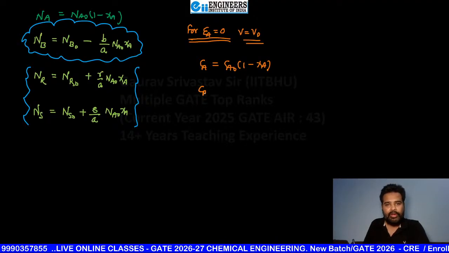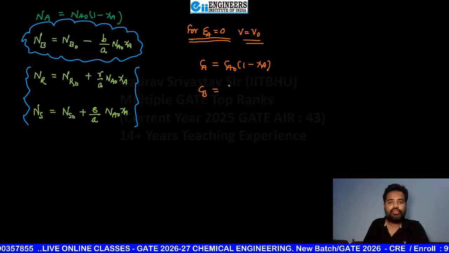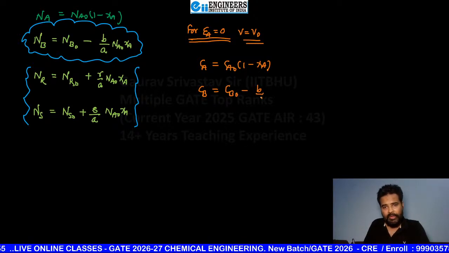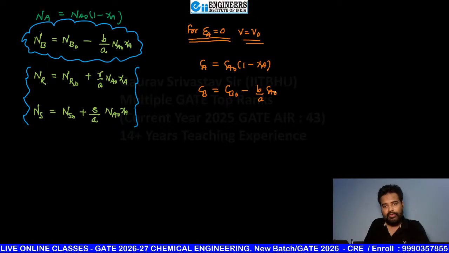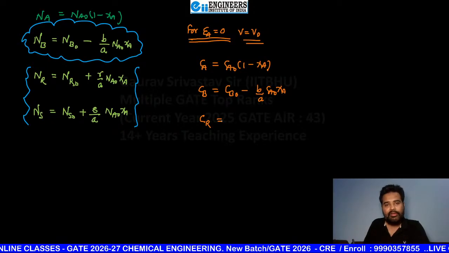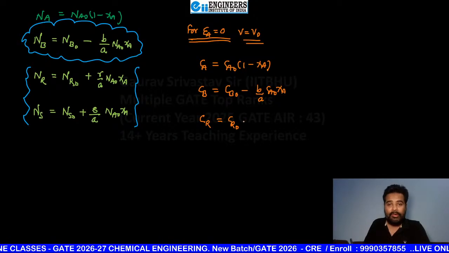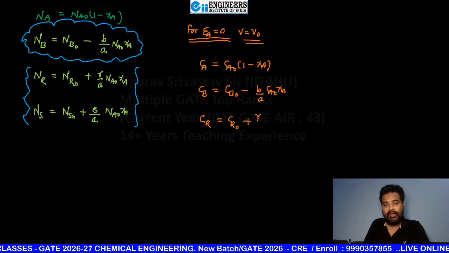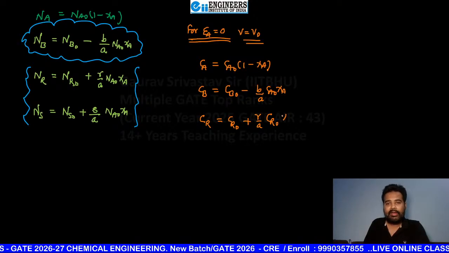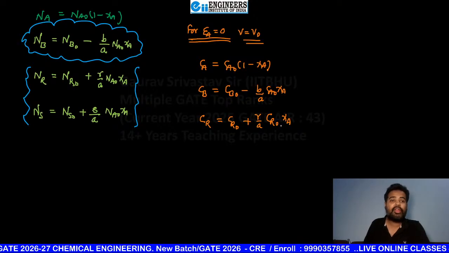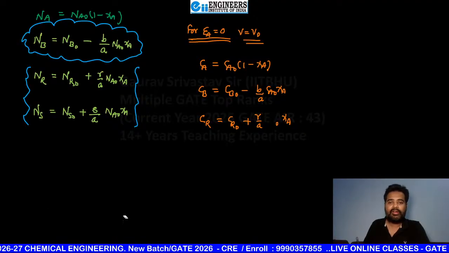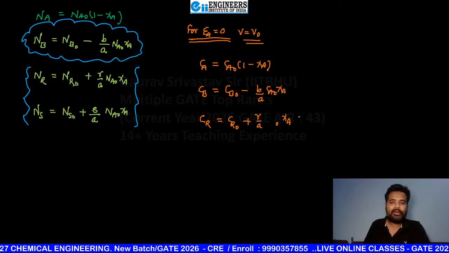Similarly, my dear students, when you are writing for CB, CB equals CB naught minus B by A CA naught XA. Similarly, beta, you can write for CR. So it will be CR naught. I don't know whether again I am writing it correct or not correct. Now again you have to tell me, sir, it is correct or sir, it is wrong.